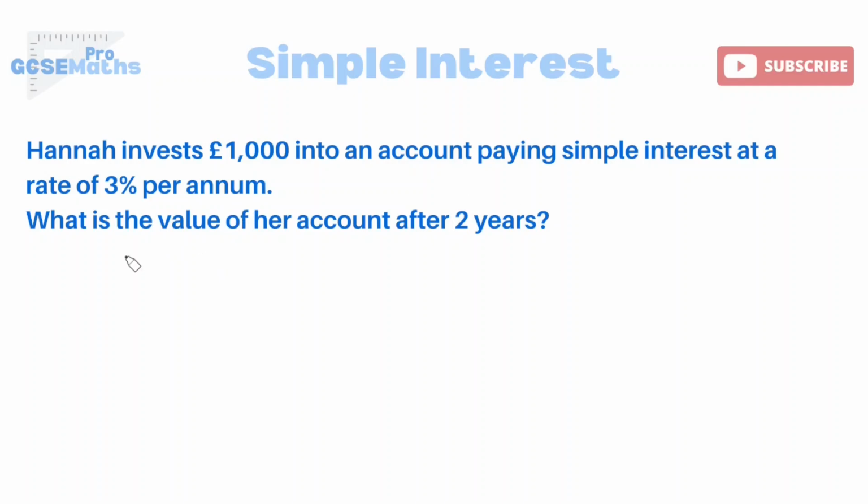So every year she's going to earn 3% of £1,000. However many years she leaves it in there, that's what she'll earn. The question is, what is the value of her account after 2 years? So what we need to do is first work out how much interest in terms of money, in terms of pounds, does she earn every year. So that literally just means I need to do what is 3% of £1,000. You type it in, and that should give you £30.